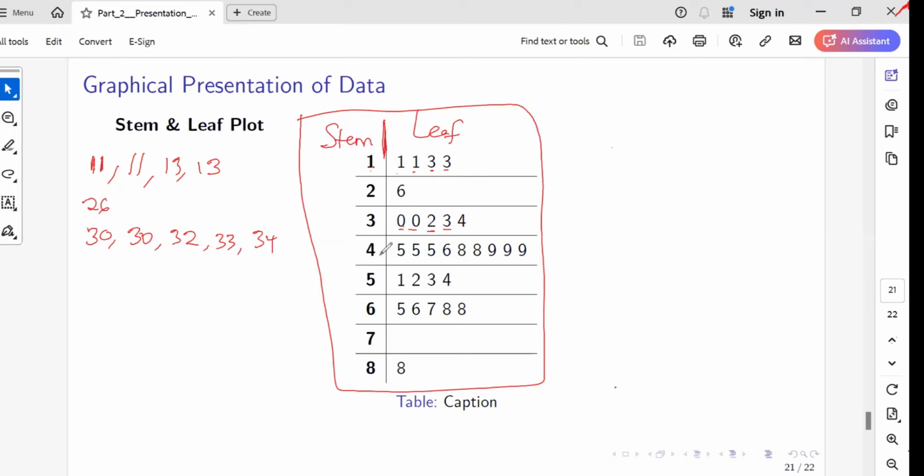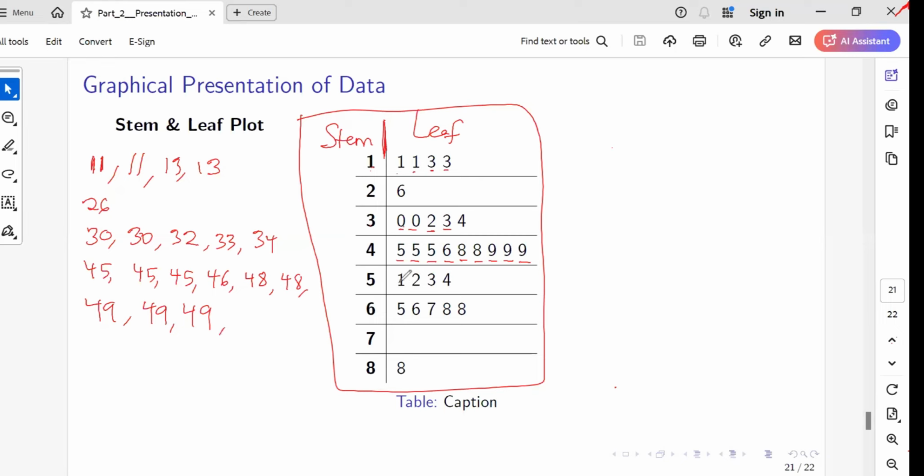Okay. The next groups are 4 and then 5, so 45. The next one is also 45, and another 45. 4 and 6, 46. 4 and 8, 48. 4 and another 8, 48. 4 and 9, 49. 4 and another 9, 49, and another 49. Okay.